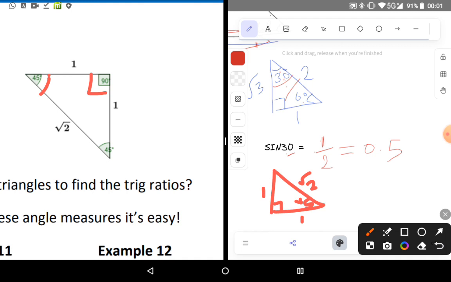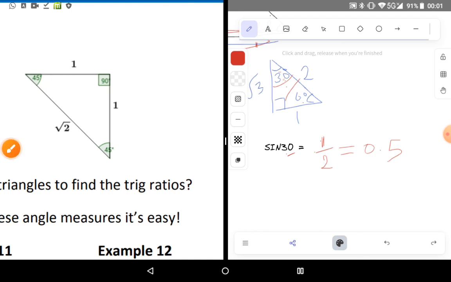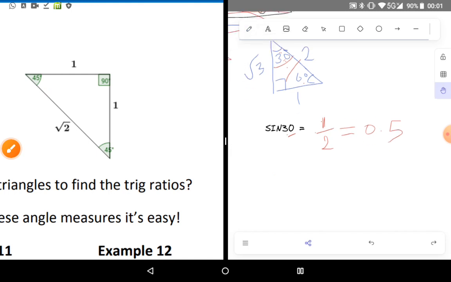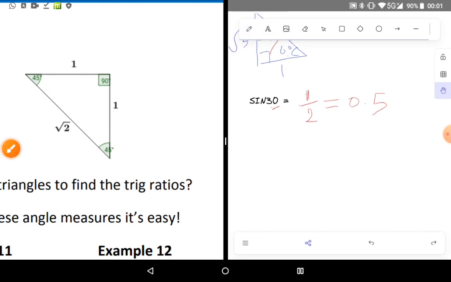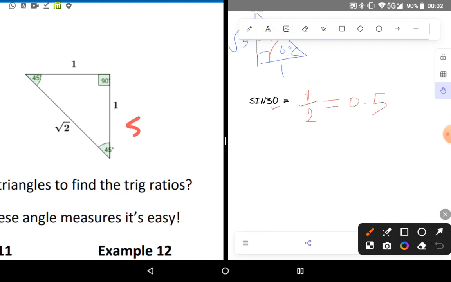So if I'm asked based on this to find, let's say, sine 45, what is sine? It still means opposite over hypotenuse, and the opposite, this angle 45. So what is the opposite here? It is 1 over the hypotenuse, which is root 2. So when we are asked to find sine 45, the solution will surely be 1 over root 2. By the time I punch this into my calculator, it will give me the result that I expect to get from that.